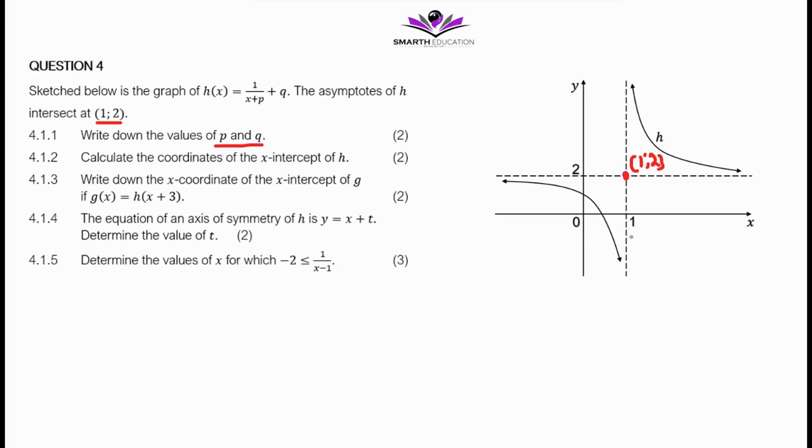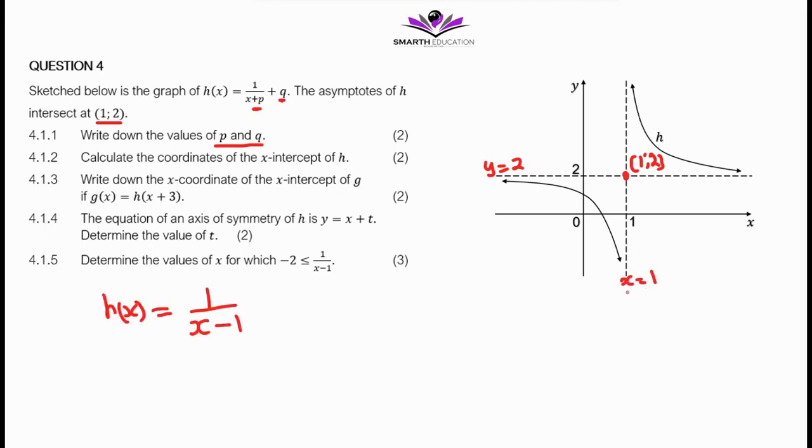Right, remember that the vertical asymptote, that's where we get the value of p, and then from the horizontal asymptote, that's where we get the value of q. The horizontal asymptote, y is equal to 2, on the vertical asymptote, x is equal to 1.